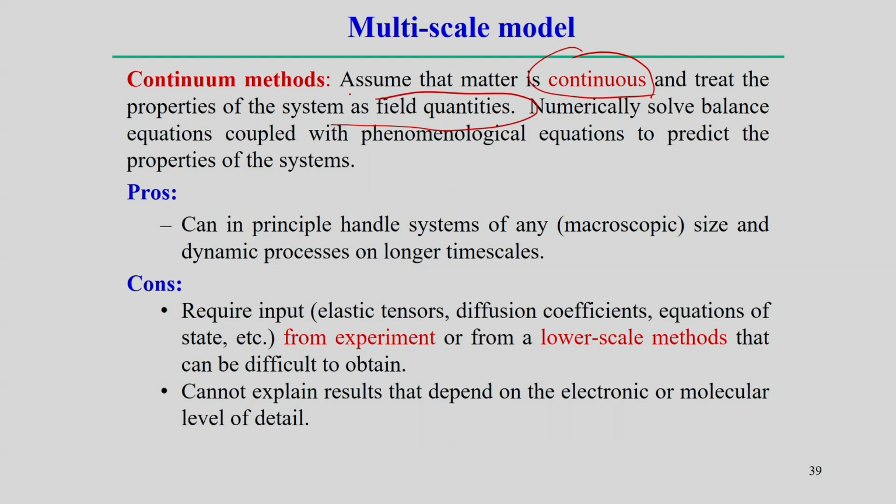So, we treat the properties of the system as field quantities, and therefore numerically solve the balance equation or coupled equations. For example, thermal and mechanical analysis, we can couple them and solve to get the output variable. And of course, coupled with some phenomenological equation can also be used here, and along with the Gauss equation some constitutive relation can also be used. For example, in thermomechanical analysis, the thermal analysis can be based on the Gauss equation, but the mechanical analysis is mostly developed based on the constitutive relation.